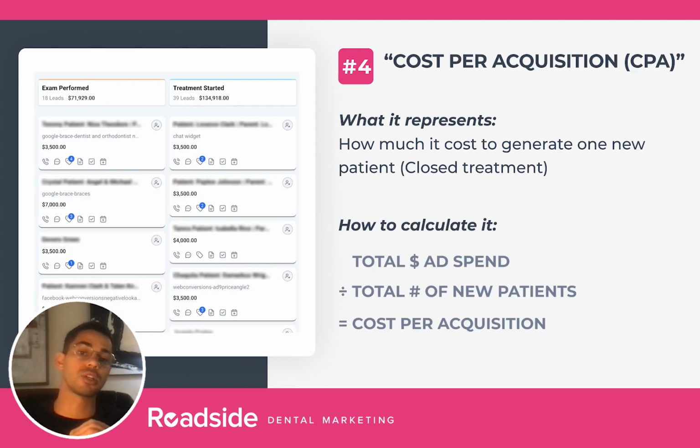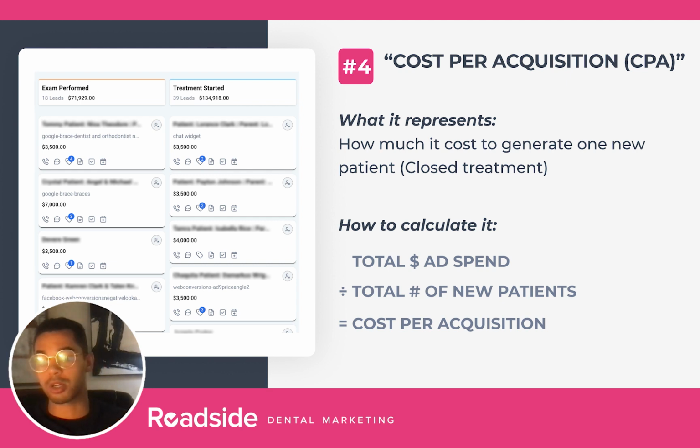Now we're going to look at the next metric, cost per acquisition, right? And this represents how much it costs us to generate one new patient or closed treatment. So just like cost per lead is how much it costs us to generate a lead, this metric is saying how much it costs us to turn that lead into a new patient, right? So the way you calculate that is similar. You look at your total ad spend, divide that by your total number of new patients. So if your ad spend was $5,000 and you got 5 new patients, your cost per acquisition is $1,000. Now, what that number should be varies a lot, right?